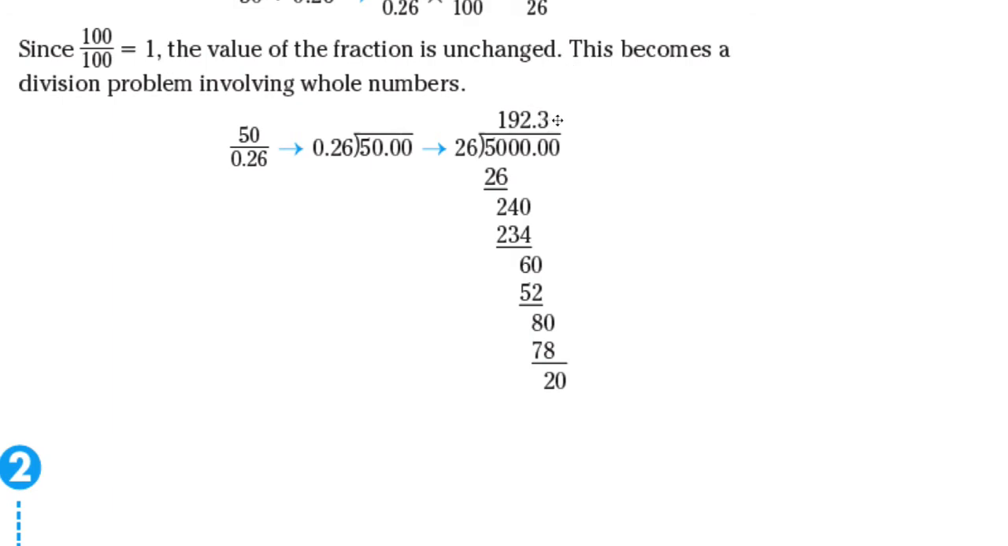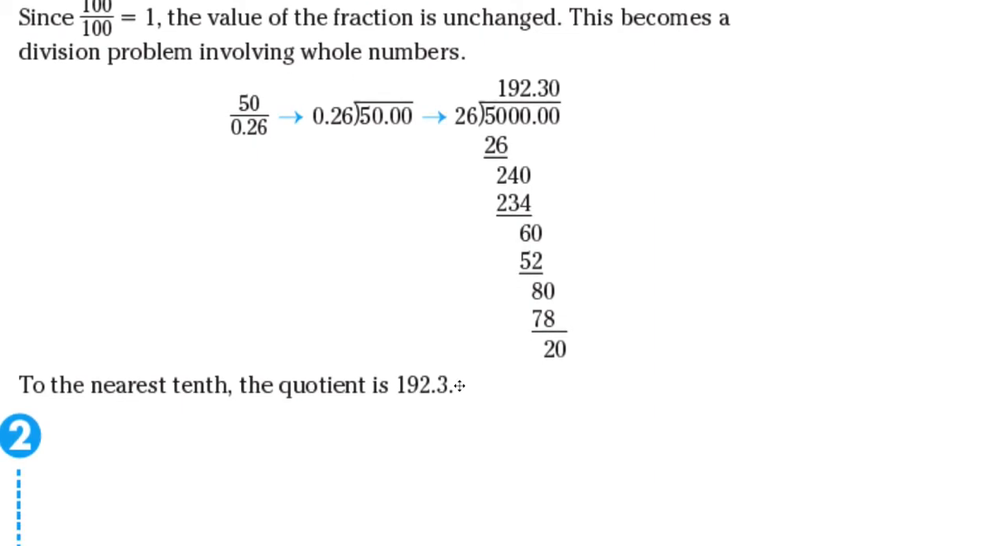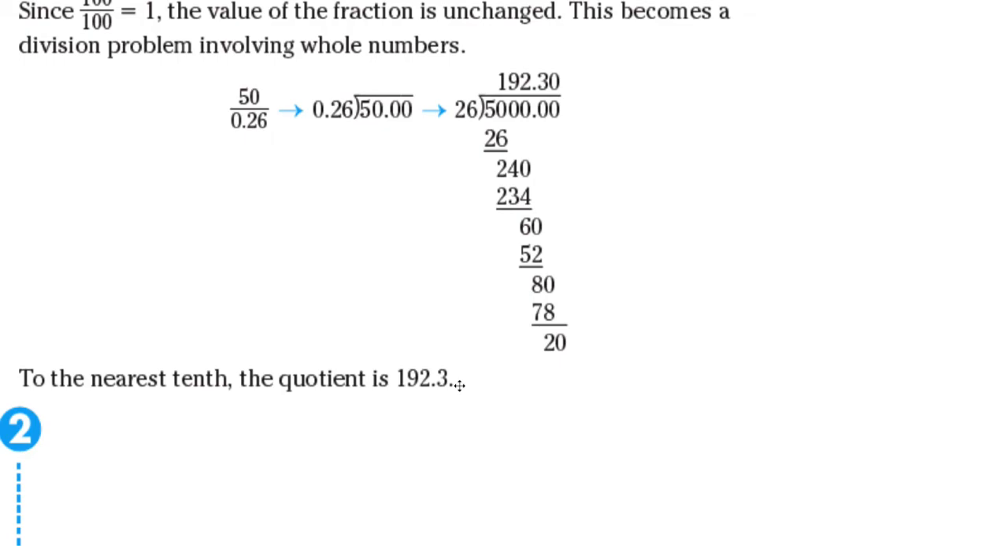Okay, we stop there. Why? Because we can round it to the nearest tenth. The quotient is 192.3. Okay, so we can estimate this. Well, not really estimate it, but we can round the quotient to the nearest tenth, and that would be the answer. So 50 over 0.26 is approximately 192.3.